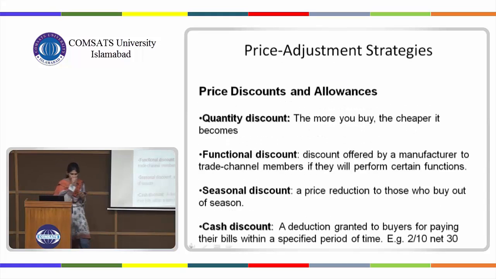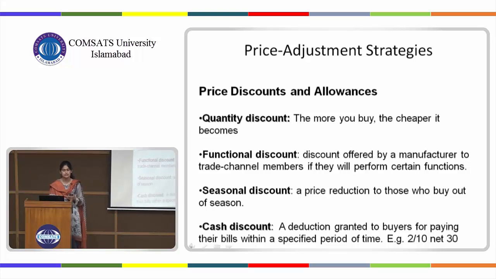We talked about quantity discounts. We talked about functional, seasonal, and cash discount. Quantity discount was when you buy the product in bulk, the overall price of the product per unit reduces. On the other hand, what was functional discount? Functional discount was a discount that was given by the manufacturer to the retailer or the member of the trade channels as a result of their performing a function for them. Then the next one was seasonal discount, a discount that is available on buying a product off season. That is a seasonal discount.